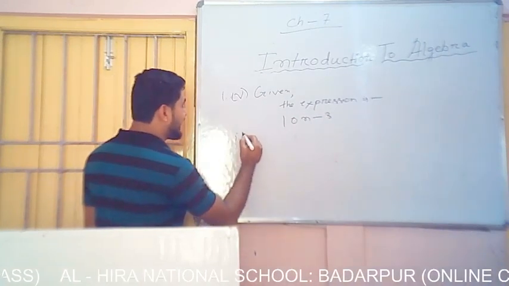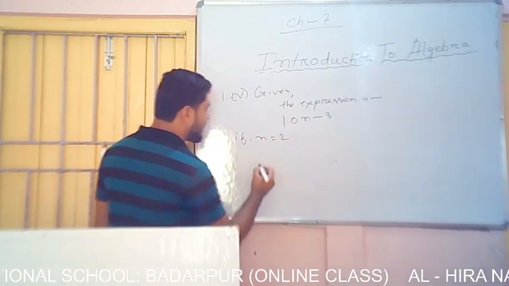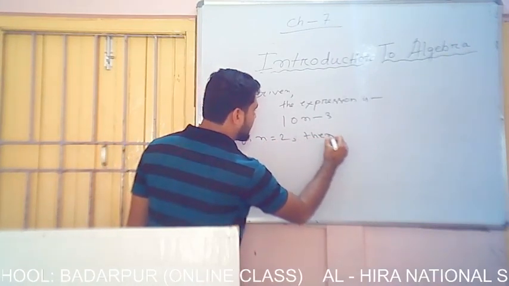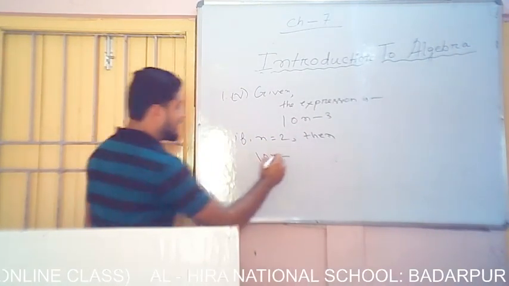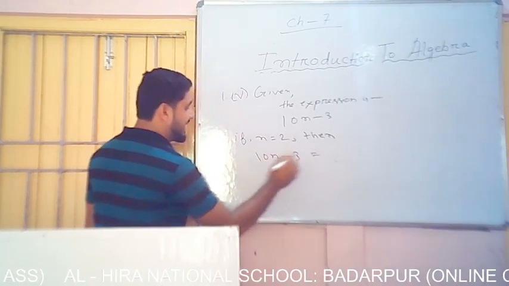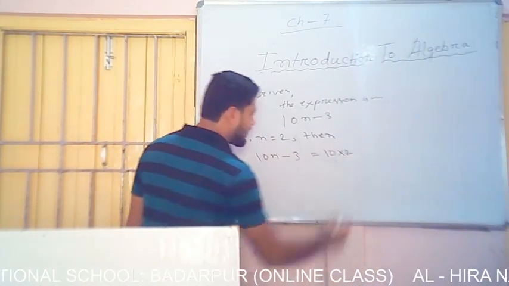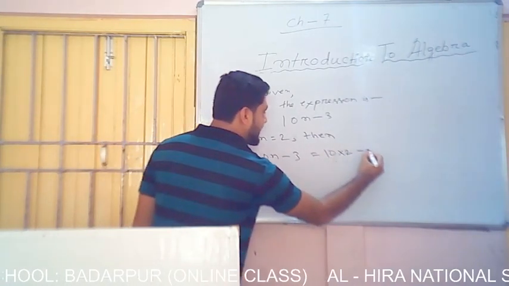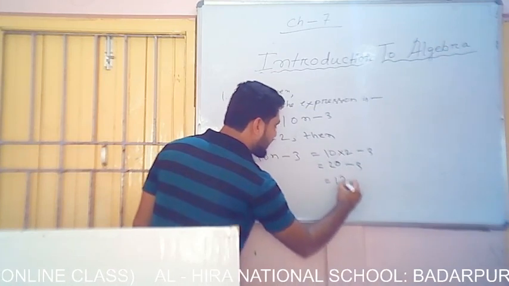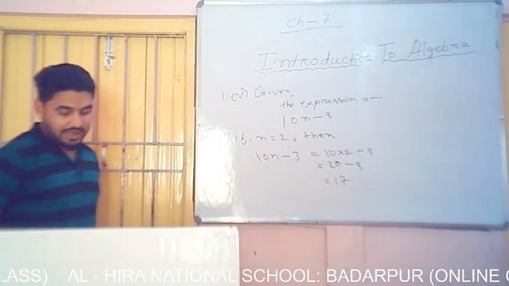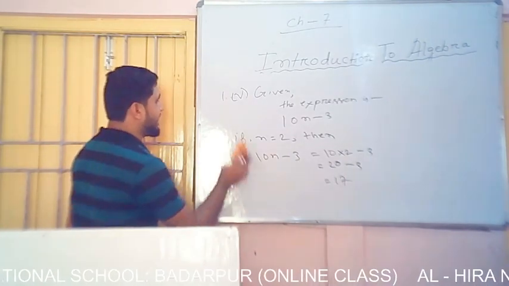Now as like earlier we should do, if n equals 2, then 10n minus 3 equals what? 10, in place of n I can write 2, then minus 3. 10 into 2 means 20. 20 minus 3 means 17. Now come for the value of n equals 3.